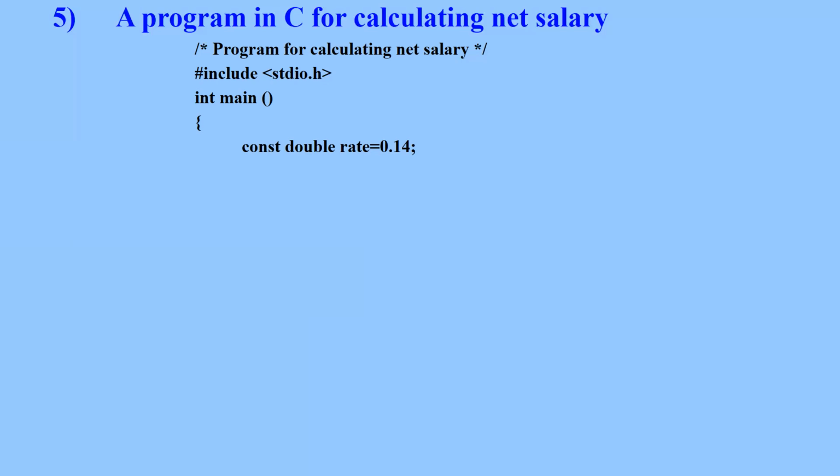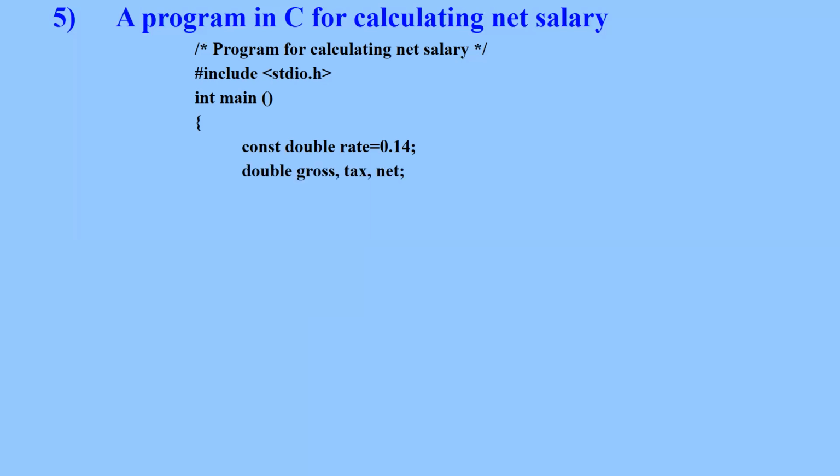Secondly, it is assigning or storing a value in it. We call it initializing. So the memory location called rate is being initialized with the value 0.14. So 0.14 is being stored in the memory location called rate that has already been set aside.